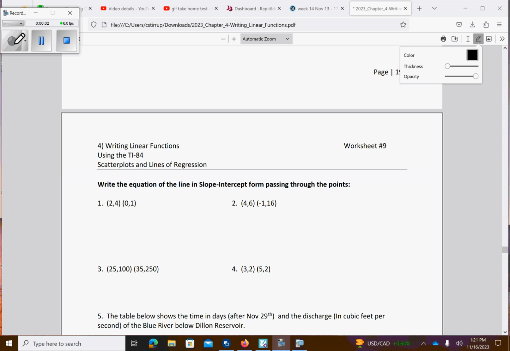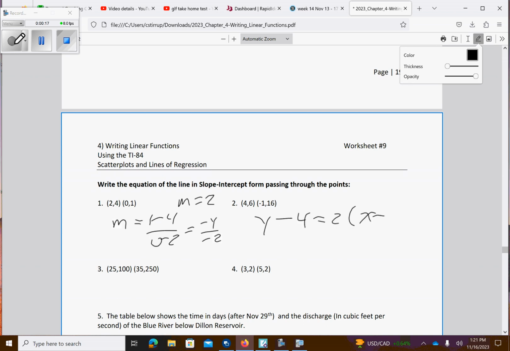Okay, so we want to find the slope and point slope. So I'm going to get 1 minus 4 over 0 minus 2. That's negative 4 over negative 2. So our slope is equal to 2. My point slope is going to be y minus 4 equals 2 times (x minus 2). And that goes with number 1.